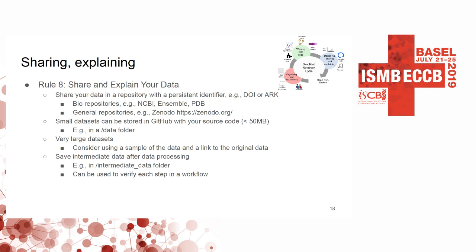Okay, now we're coming to sharing. So to have a really reproducible environment, first of all your data need to be identified, and they need to be stable too. You cannot work on a data set that changes from week to week. So you need a stable data set that has a persistent identifier, such as a DOI or an ARK, and that could be in a biological repository like NCBI, Ensembl, PDB, some data sets that have a fixed version. Or if it's not available, if it's really your own data, you may consider putting that into a general repository like Zenodo and similar things.